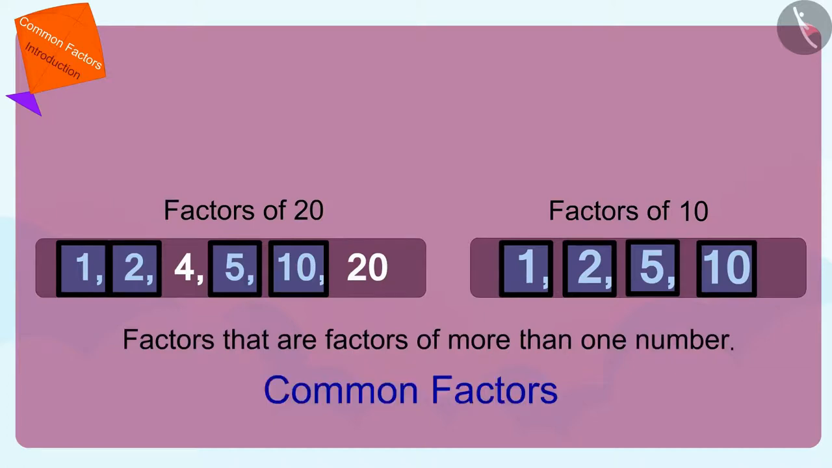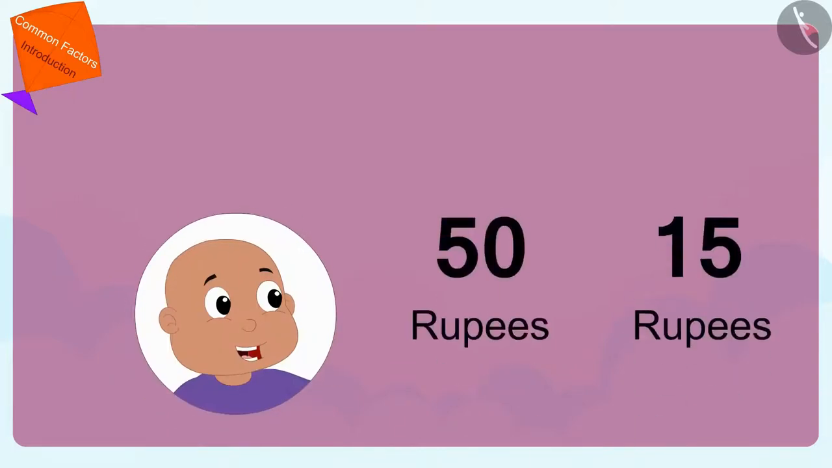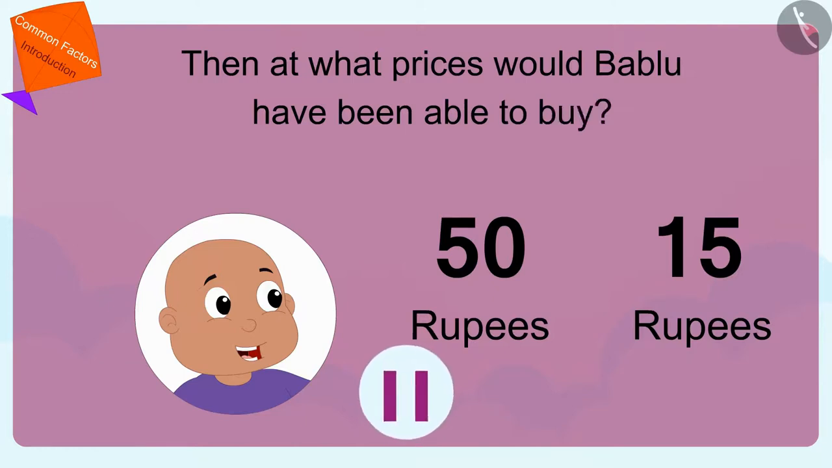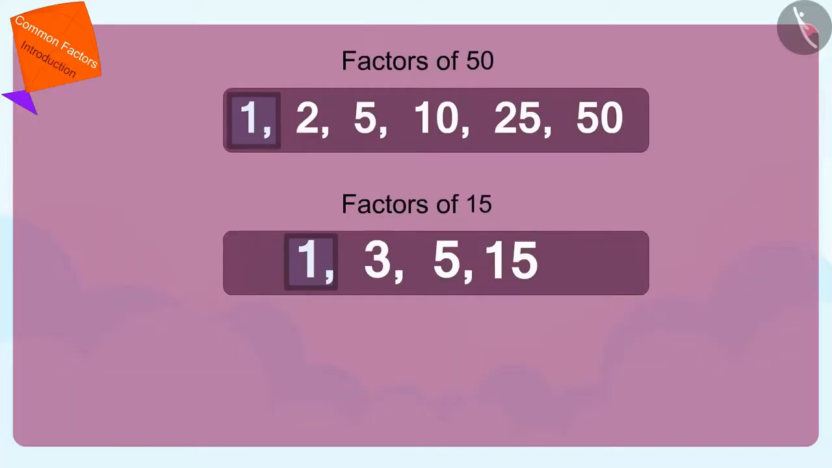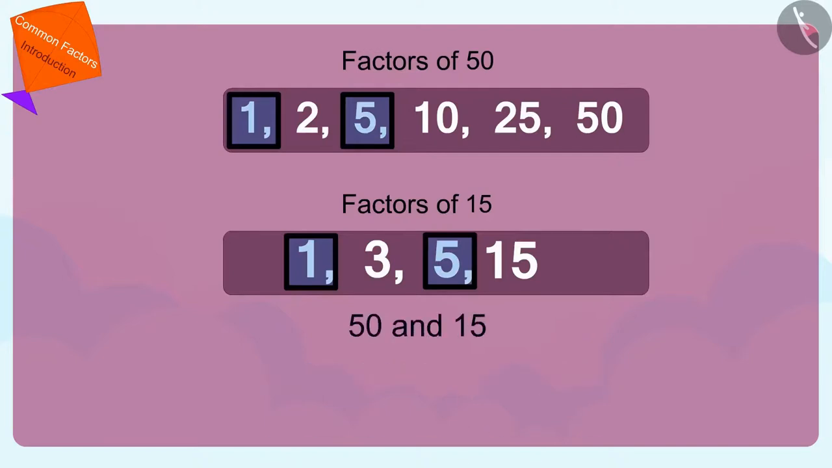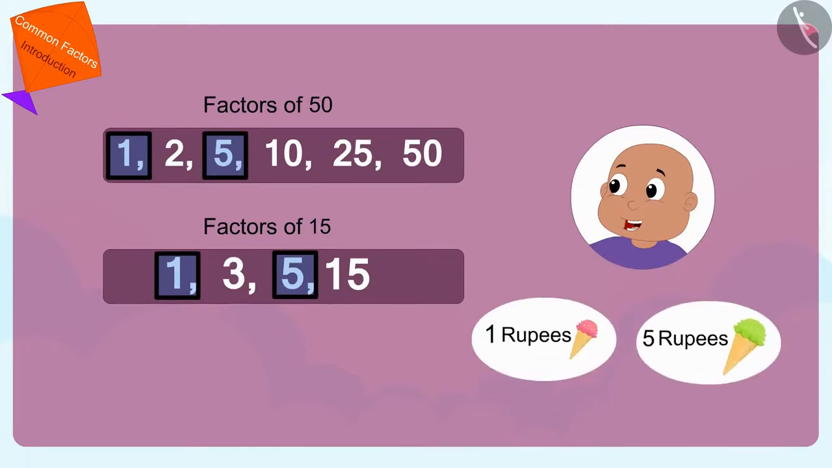If Bubbloo had 50 and 15 rupees, then at what prices would Bubbloo have been able to buy? If you want, you can pause the video and find the answer. 1 and 5 are the common factors of 50 and 15. So Bubbloo would have been able to buy ice creams for 1 or 5 rupees.